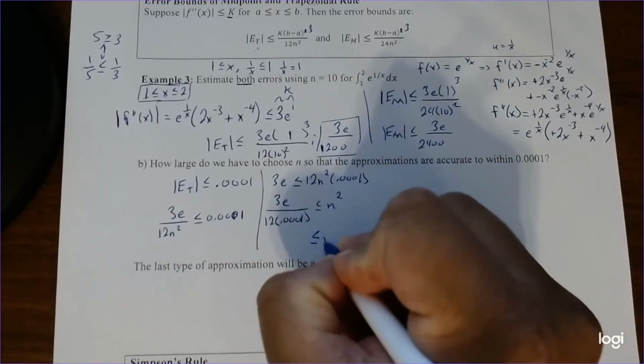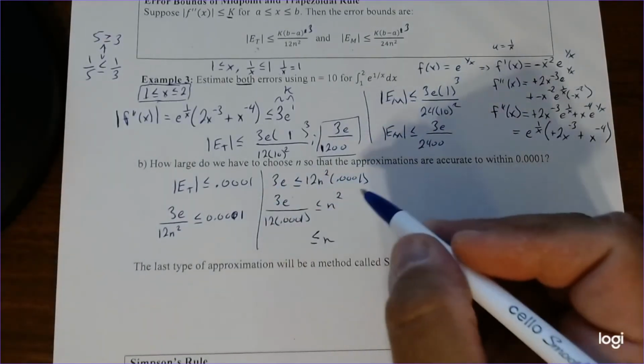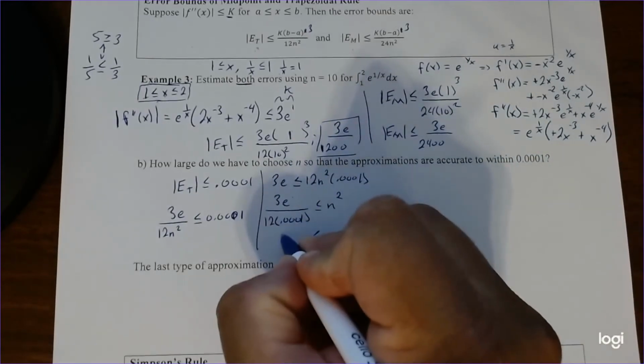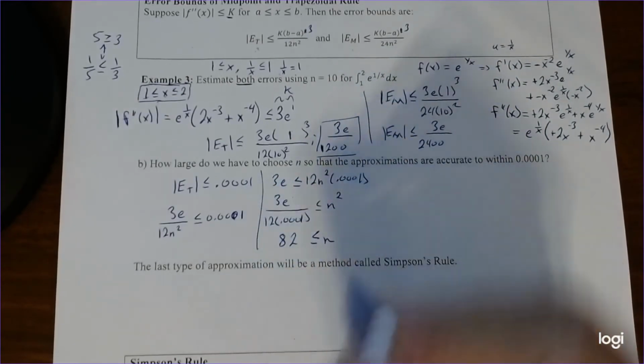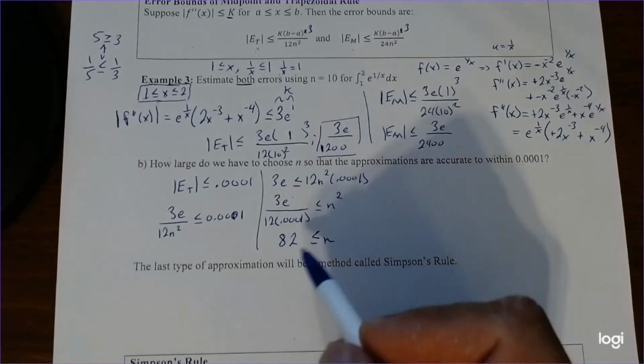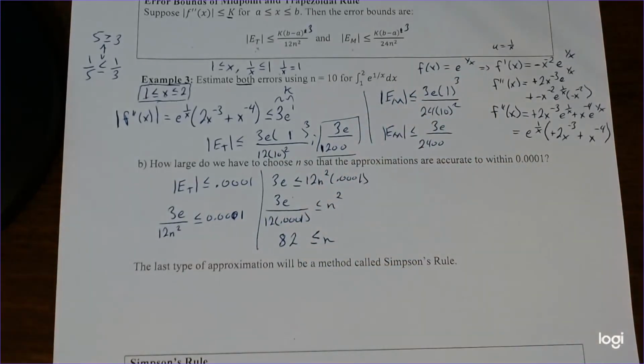So n has to be at least this. If you do this calculation and take the square root, it gives you 82.42. So we can't go lower than 82 itself. So if we do the error bound for our trapezoidal, anything that's greater than 82 would be perfectly fine for that error. Okay. So a minimum of 82, and it can be any higher than that.